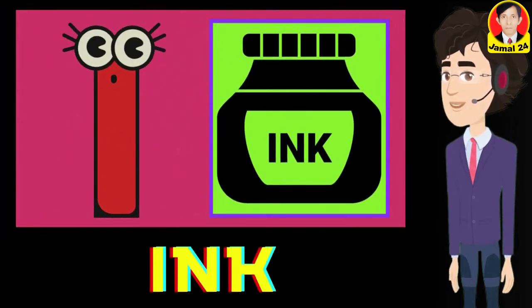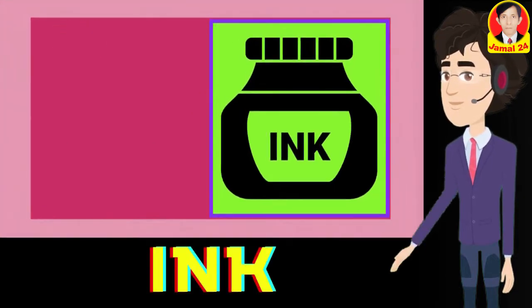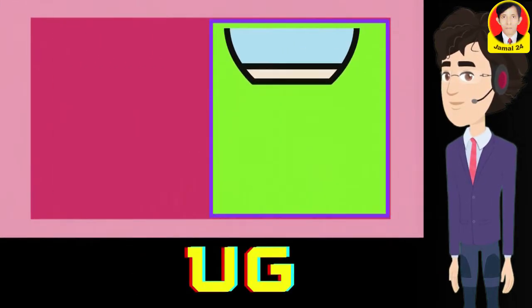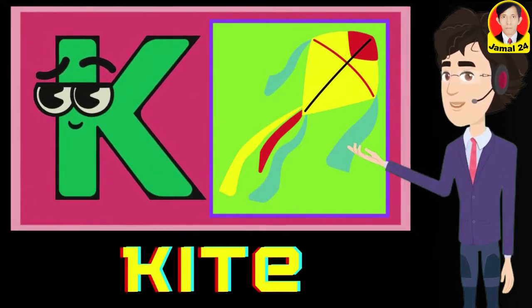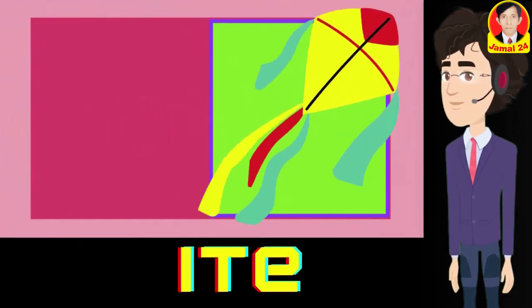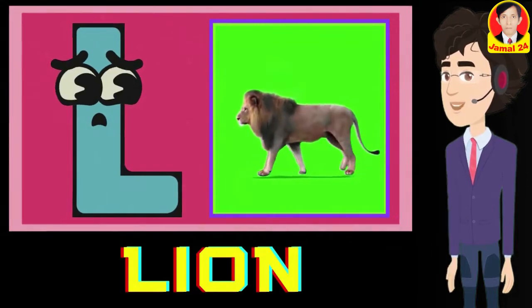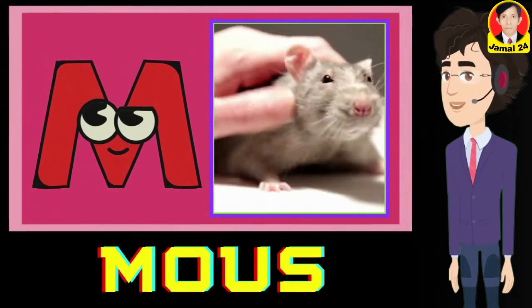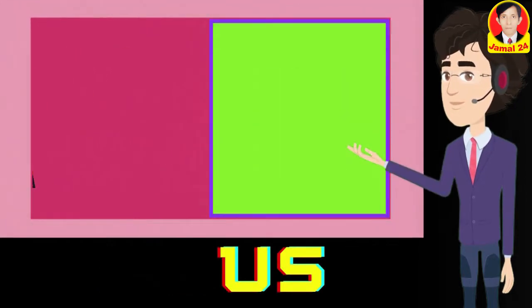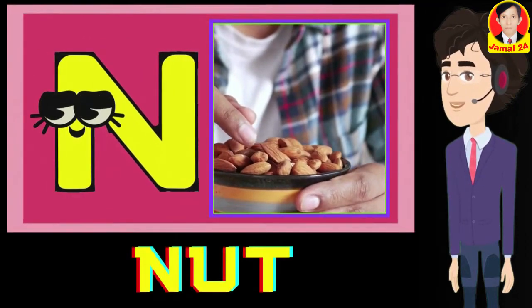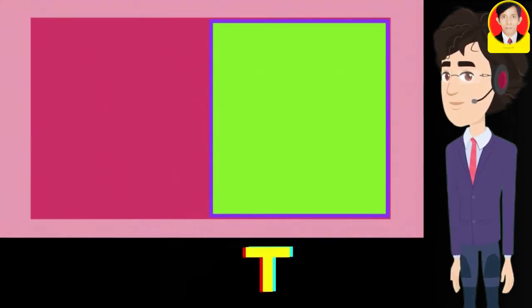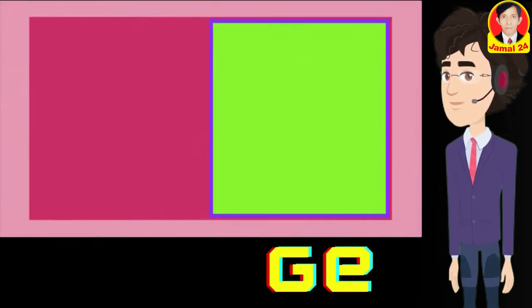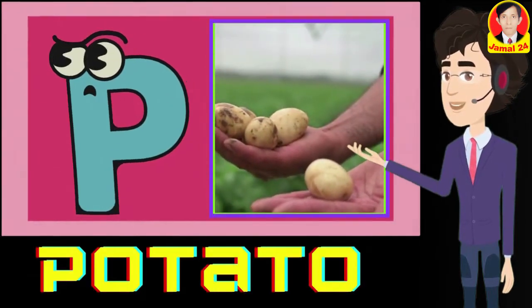I for ink. J for jug. K for kite. L for lion. M for mouse. N for nut. O for orange. P for potato.